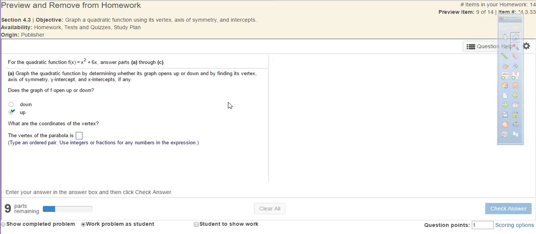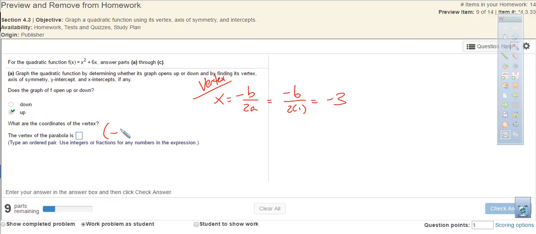Good. Press enter. Find the coordinates of the vertex. Okay, so I'll go ahead and work this as quickly as possible. Our vertex is x equals negative b over 2a. In that case, that would be negative 6 over 2 times 1. That would be equal to negative 3. So as of right this minute, I'm at negative 3, comma.